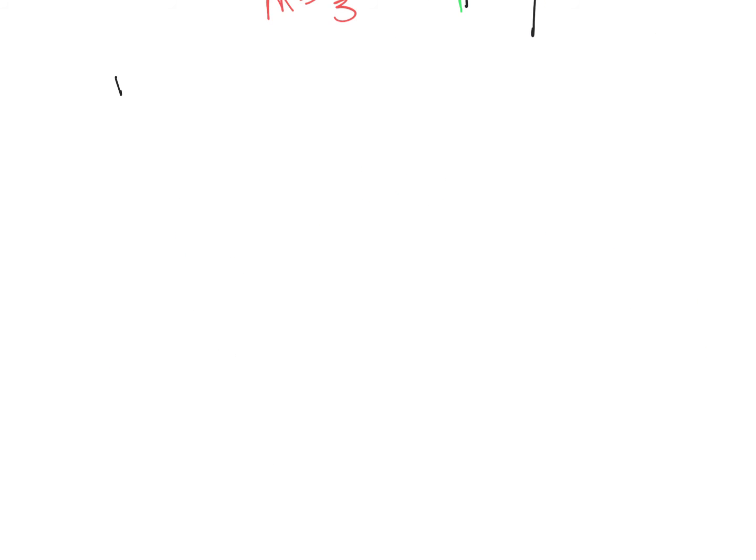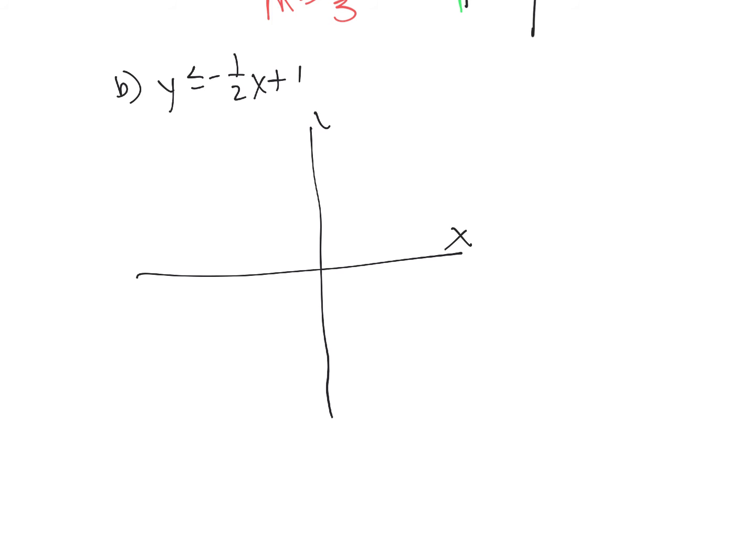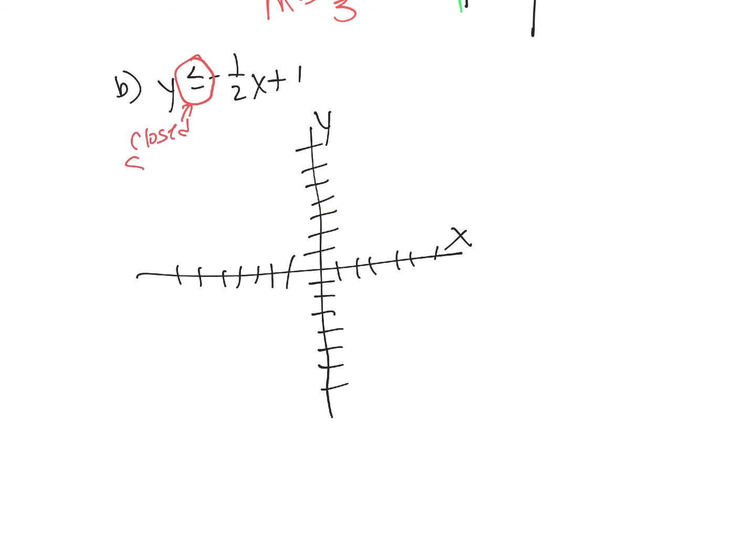Let's look at B. We have y is less than or equal to negative 1/2 x plus 1. So we have our coordinate plane. We have our x-axis and our y-axis. It goes by ones also in your journal, so we're going to do that. Okay, so we're going to look. This is the equal sign, so it is closed, right? We know it's closed, so that's going to be a solid straight line, okay?